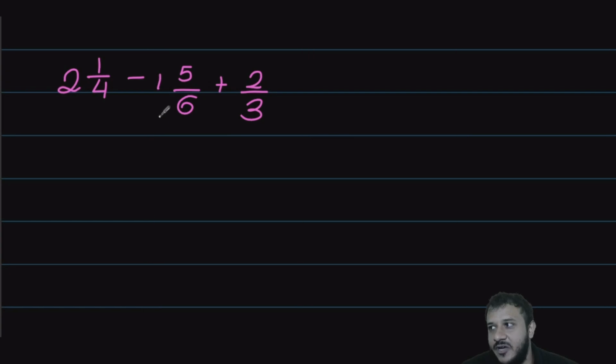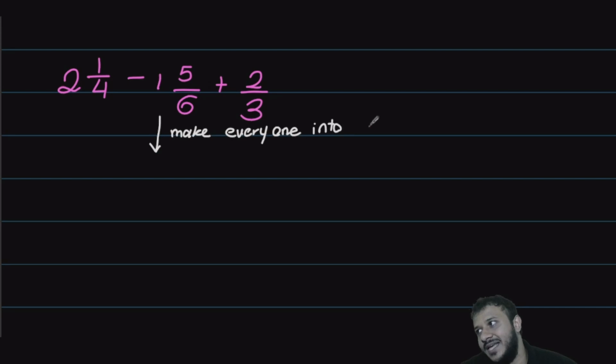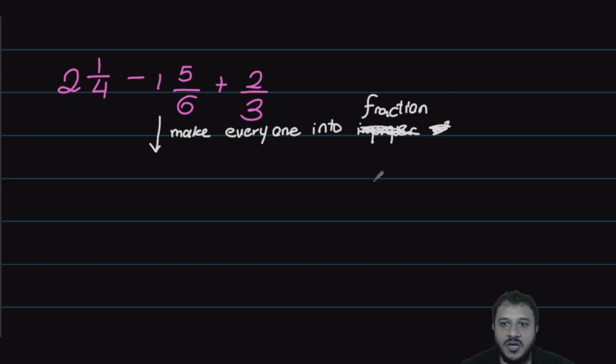First thing, what is the step we are going to do? Make everyone into improper, right? Or in other words, don't say everyone into improper, into fractions. That's better. Into fractions. Either it's a proper or an improper, make it into a fraction.